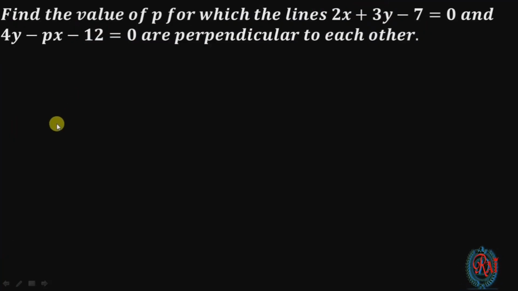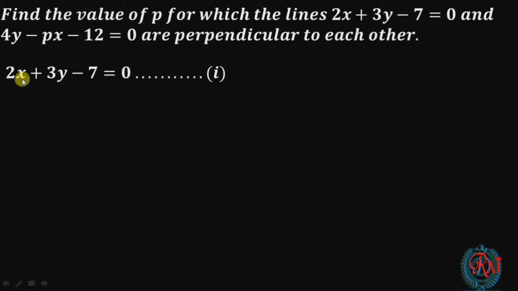Okay, first problem. The question is find the value of p for which the lines 2x plus 3y minus 7 is equal to 0 and 4y minus px minus 12 is equal to 0 are perpendicular to each other. So this is a case of perpendicular. My first line, that is 2x plus 3y minus 7 is equal to 0. Let us make it equation number 1 or line 1.